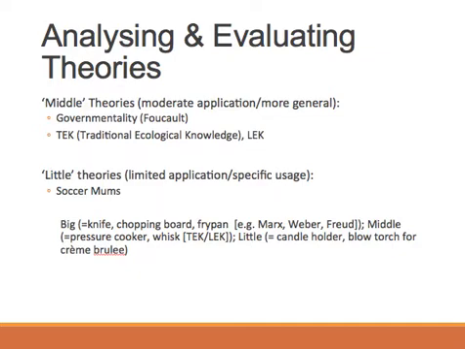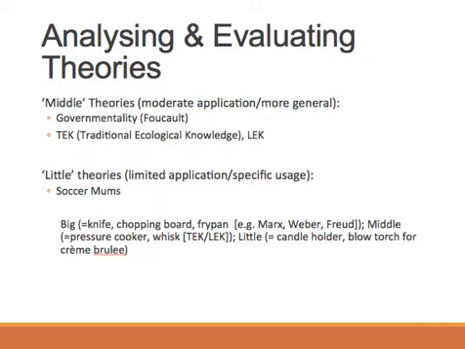So the knife, chopping board and fry pan for the cook is like the Marx, Weber and Freud for the anthropologist and the sociologist. You have your things that have less applications, such as pressure cooker and whisk. You might use once or twice a week, and that's like governmentality or TEK and LEK, traditional ecological knowledge and local ecological knowledge. Sorry, got a cold, very hard to talk with a sore throat. And then you have your little theories, and these are very small theories, and these are equivalent to, if you're cooking, a blowtorch for caramelizing your creme brulee, something you might use every now and then, if you're lucky, more frequently, if it's creme brulee.